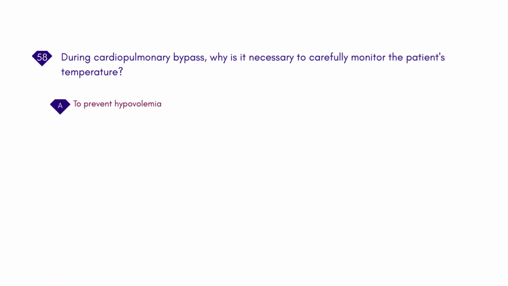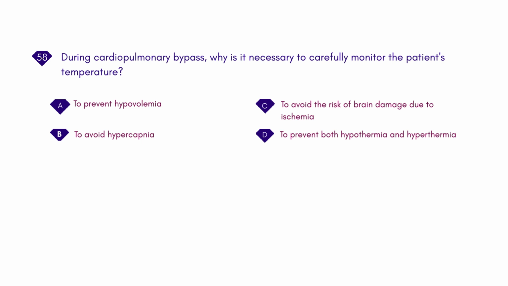During cardiopulmonary bypass, why is it necessary to carefully monitor the patient's temperature? A. To prevent hypovolemia. B. To avoid hypercapnia. C. To avoid the risk of brain damage due to ischemia. D. To prevent both hypothermia and hyperthermia. Answer: D. To prevent both hypothermia and hyperthermia.